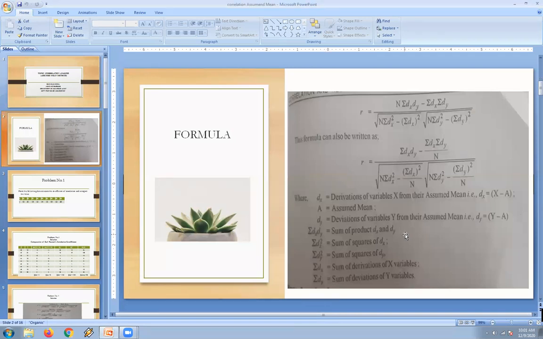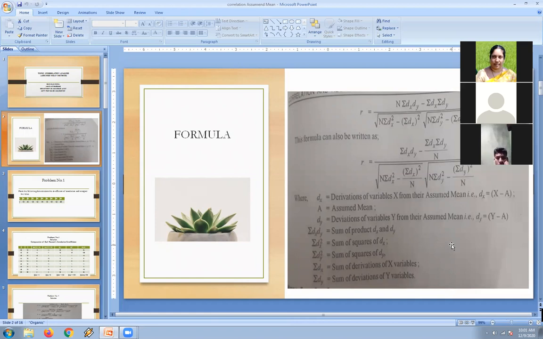Where r equals n into sigma dx dy divided by sigma dx into sigma dy, divided by root of n into sigma dx square minus sigma dx whole square, against root of n into sigma dy square minus sigma dy whole square. Either you can apply the above formula or the next formula. In the case of correlation, we consider only the deviation values for the calculation.